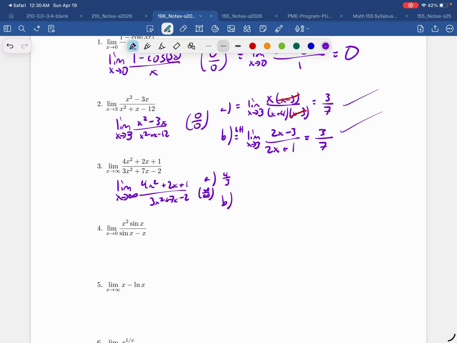We could say, well, let's use L'Hopital's rule because we have an indeterminate form, infinity over infinity, and we would get limit x approaches infinity of 8x plus 2 over 6x plus 7. But we still have an indeterminate form, right? Infinity over infinity. So just do it again. Right, and we get the same thing again. Okay? So that's L'Hopital's rule.